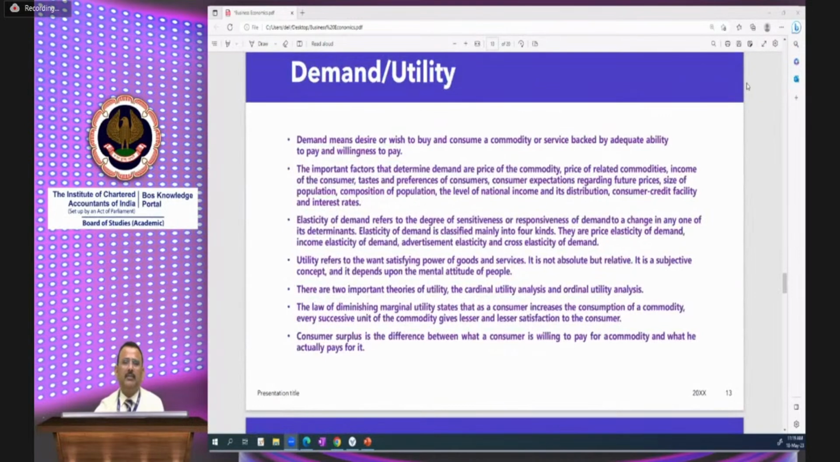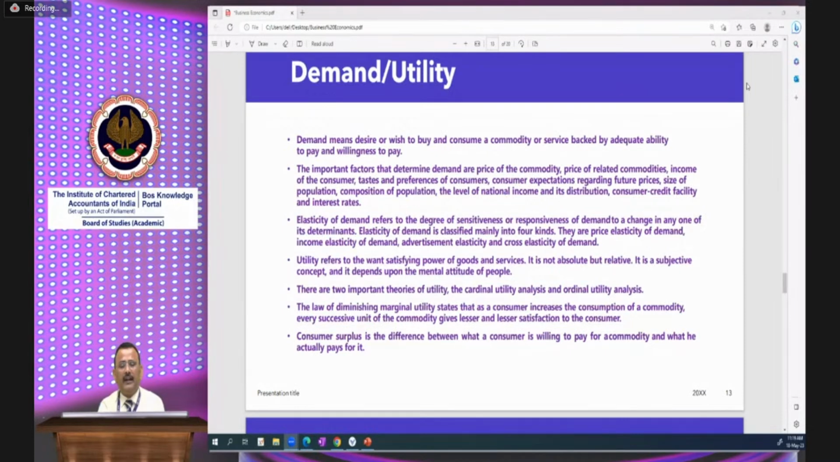Then comes demand and utility. Demand is very important. All these economic concepts are somewhere related to demand itself. Now, what does demand mean? Demand means desire or wish to buy and consume a commodity or service backed by adequate ability to pay and willingness to pay. Because your wish doesn't mean that you will get that thing. So it has to be backed by your ability and willingness to pay.